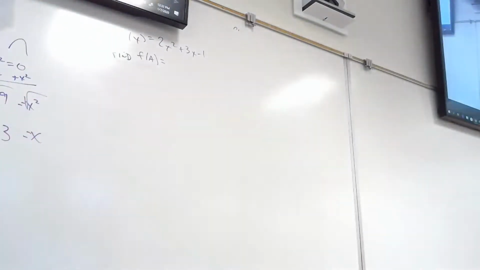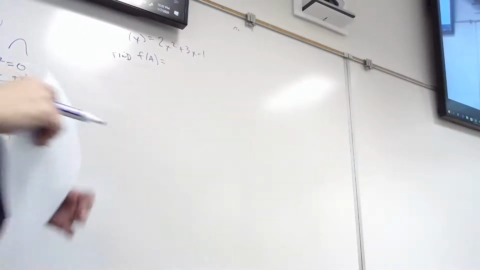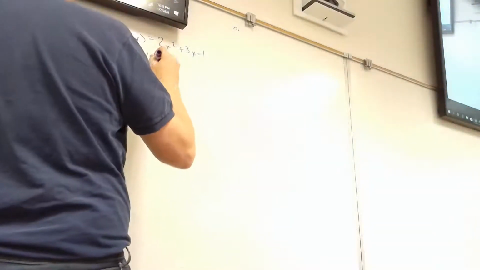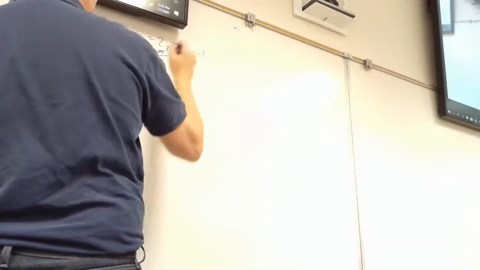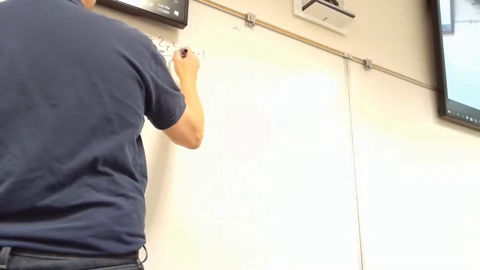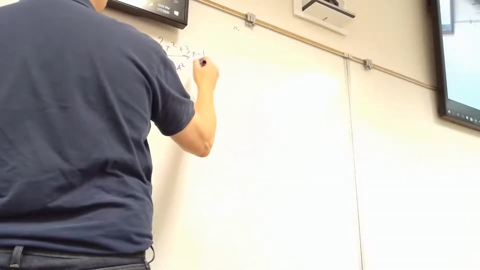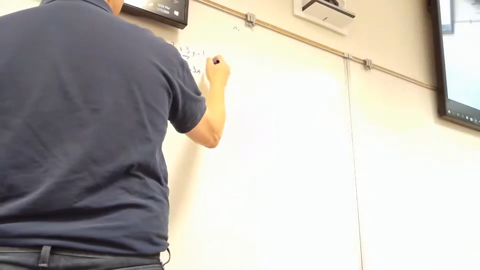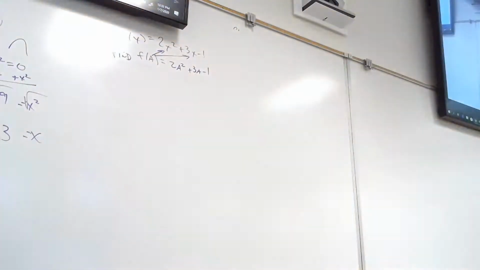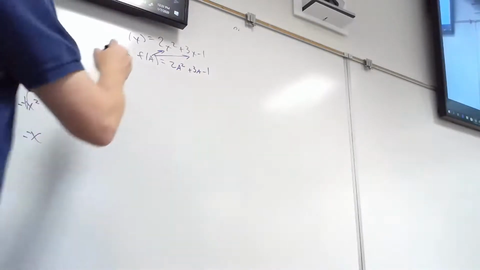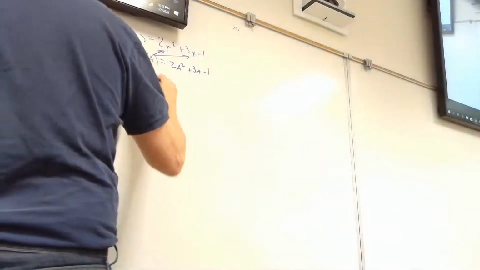I'm going to pick on Michael Sellers. Where's Michael? Can you find f of a? Plug in a for x. Right. Plug in a for x. So you're going to plug it into here and into there. And you're going to get 2a squared plus 3a minus 1. That wasn't too bad, right? You can take that on the quiz tomorrow. Okay. What if I said I want you to find f of minus a?